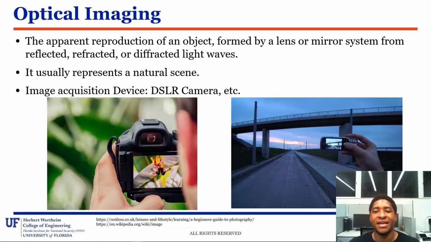Optical imaging is the imaging method we are very much familiar with. Optical images are simply pictures created by lens or a system of lenses, and they can be created by reflections, refractions, or diffractions. These images usually capture scenes from nature and are the most common ones that we get.